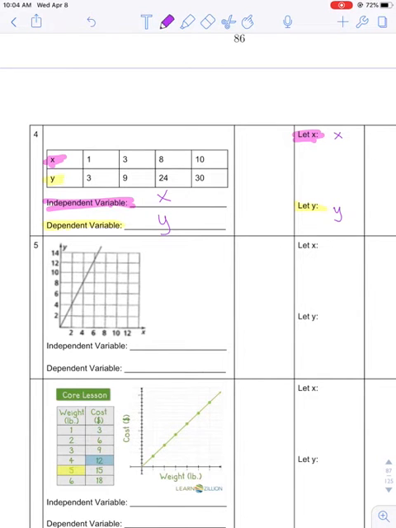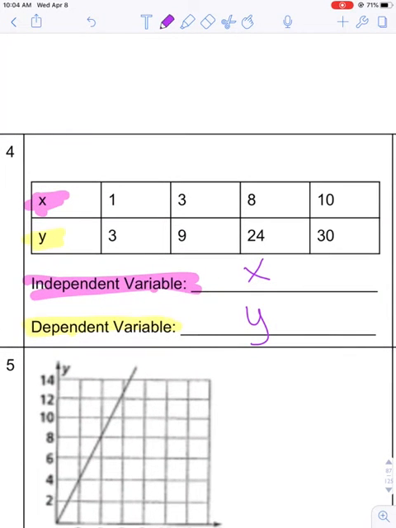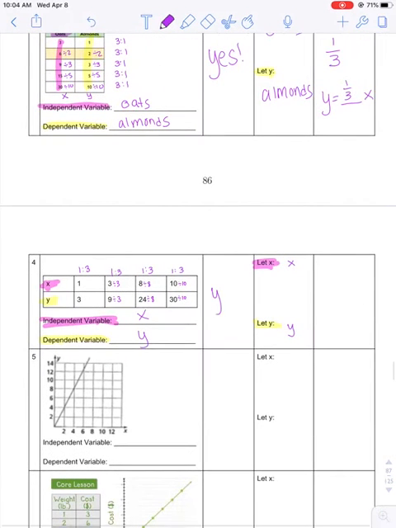This first column is, are they equivalent? Well, there's no graph for us to check, so I have to check all of these ratios. First one is 1:3. Second one is 3:9, but I could reduce them both by 3, and I get 1:3 again. Next one is 8:24, but I could divide them both by 8, and I get 1:3 again. Last one is 10:30, divide them both by 10, 1:3 again. So yes, these are equivalent.